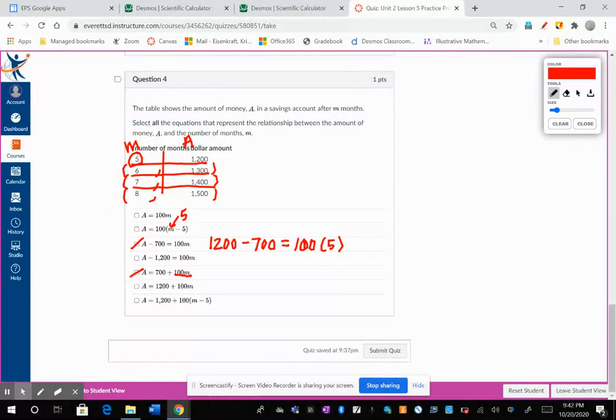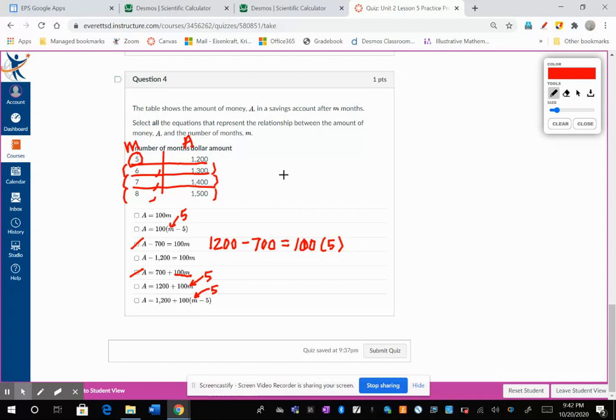Next one, can you start with 1200 and then add 100 a month? Well, let's see. If you tried the first one on our table, 5 months, if you plug a 5 in there, our table says you should get 1200. 500 plus 1200 makes 1700. Does not work.